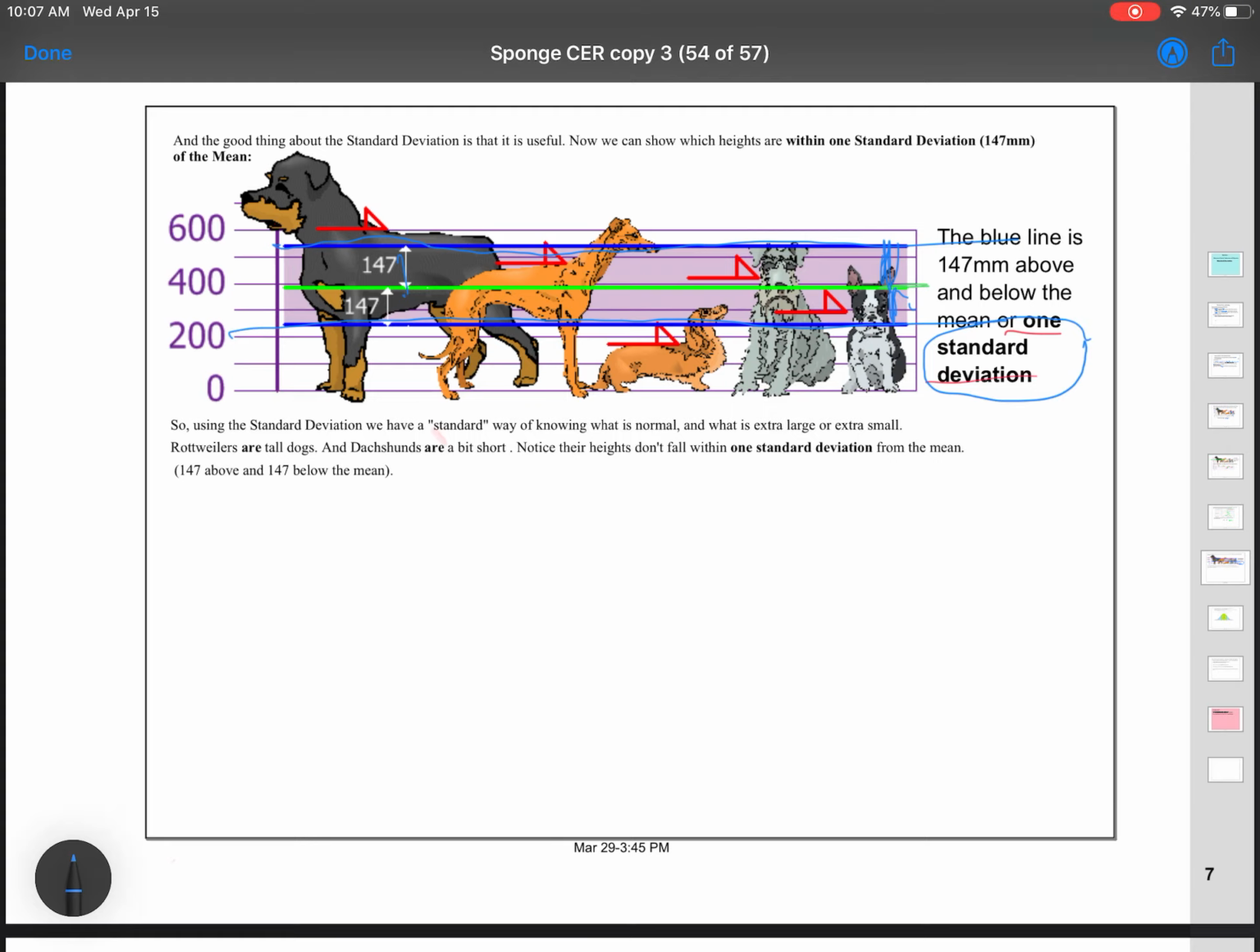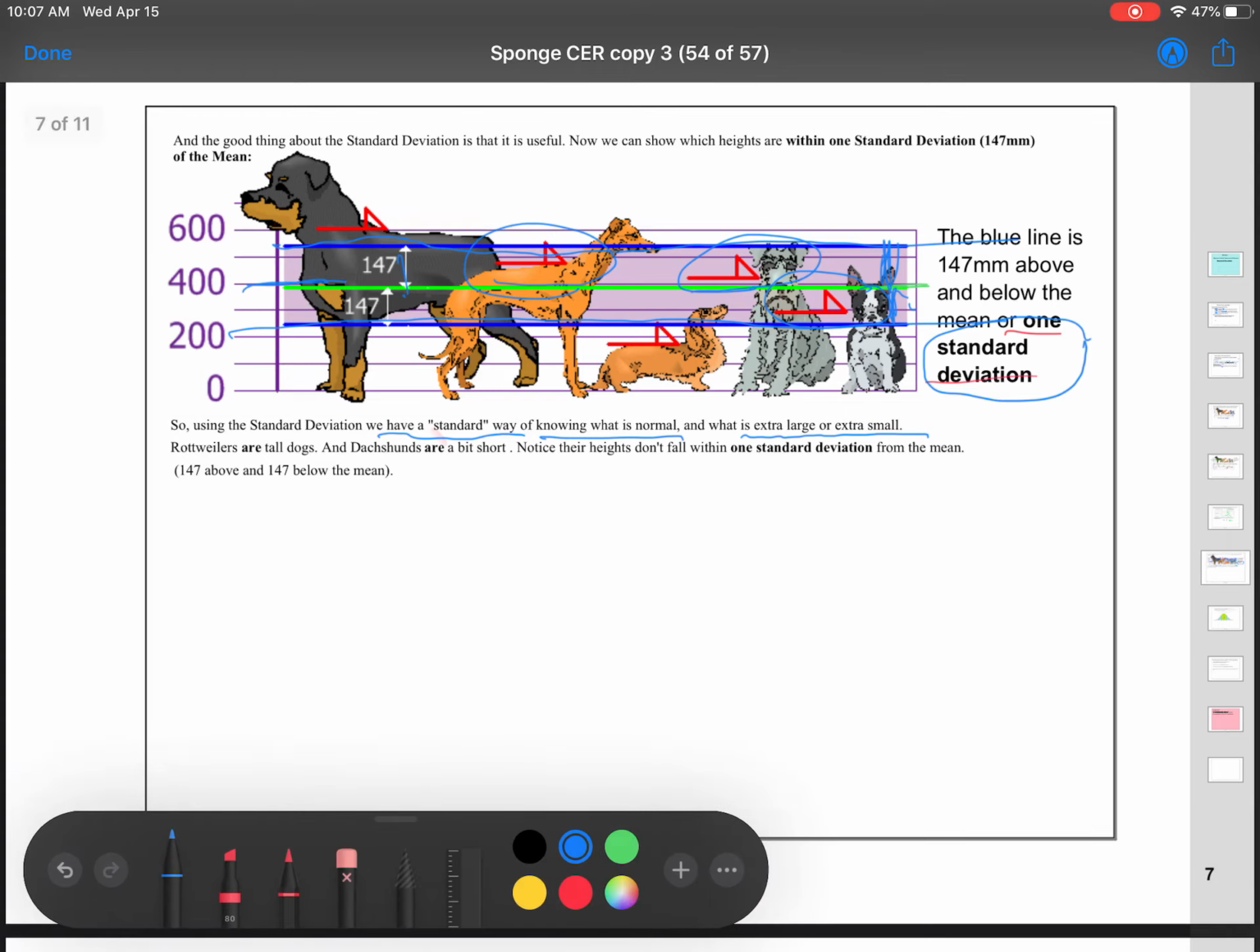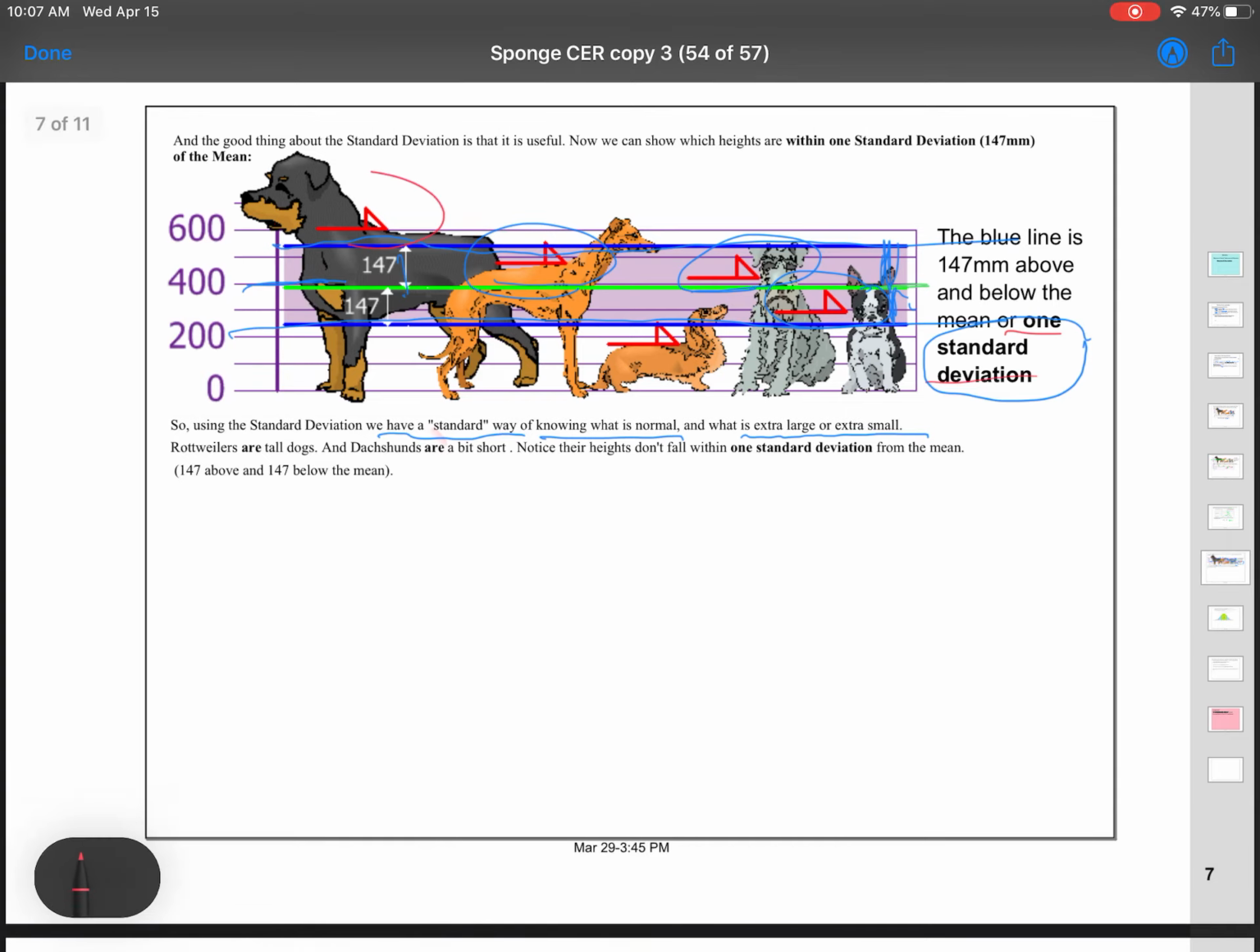If we look at that, now we have basically a standard way of knowing what is considered normal, or what would maybe be extra large or extra small. I can see that within this range, I have 3 dogs that are within 1 standard deviation away from my mean, so they would be considered normal. But I have 2 dogs that are above 1 standard deviation, the Rottweiler, so they're extra tall, or below 1 standard deviation away, the Dachshund, because they are extra short. Their heights don't fall within 1 standard deviation away from the mean.